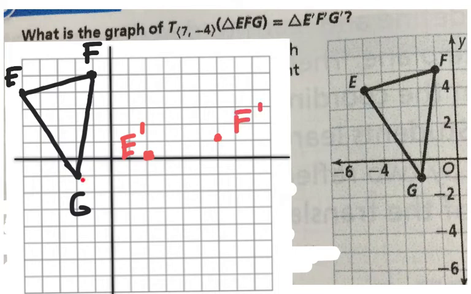And then G prime. I'm going to go right 7: 1, 2, 3, 4, 5, 6, 7. And down 4: 1, 2, 3, 4. One, two, three, 4, 5, 6, 7. And so this point is G prime. Then I connect them with a straight edge. So I have done the graph.